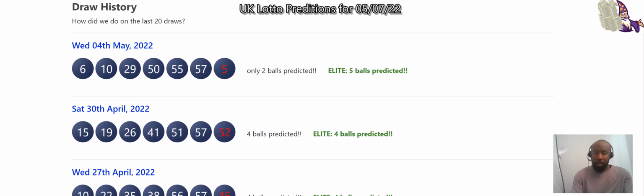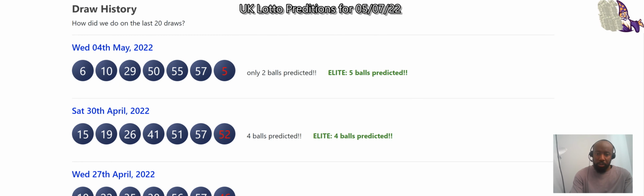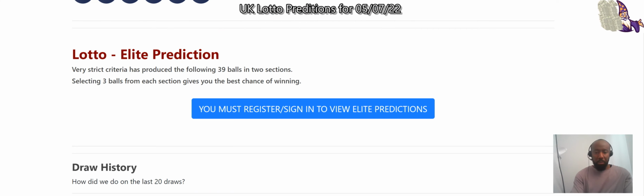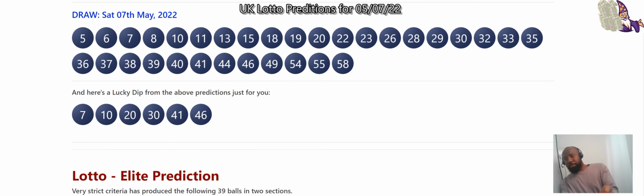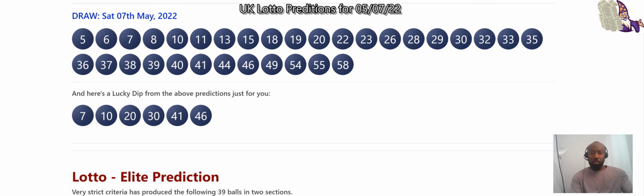Like the free accounts, which is this one we're looking at, they only predicted two. So basically, my predictions are right. Maybe the numbers that they've missed are the ones I'm getting. So I wouldn't worry about it.